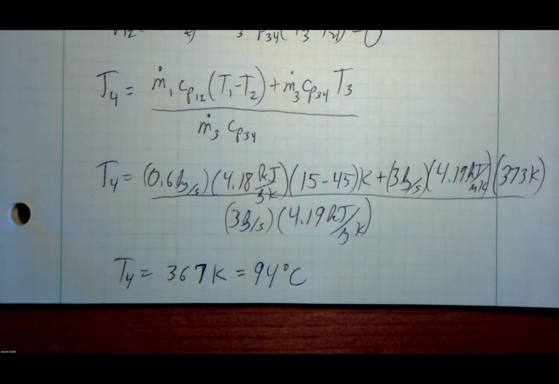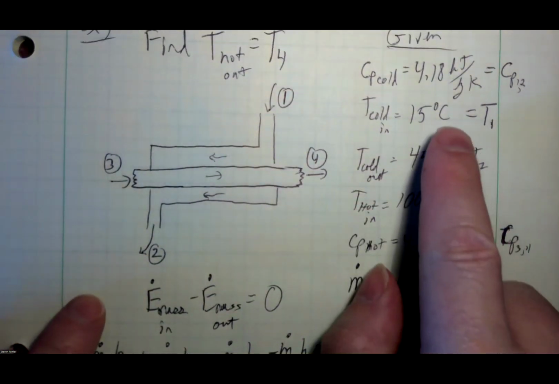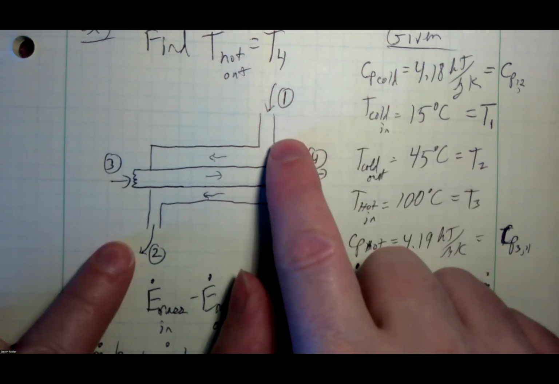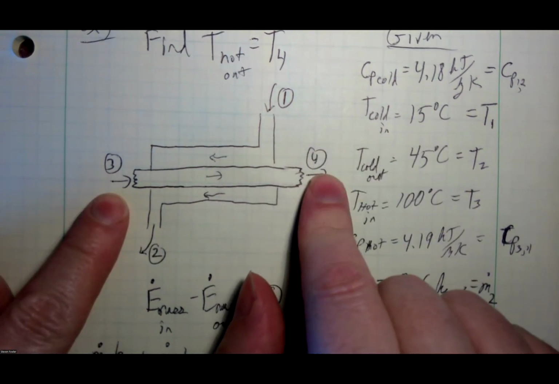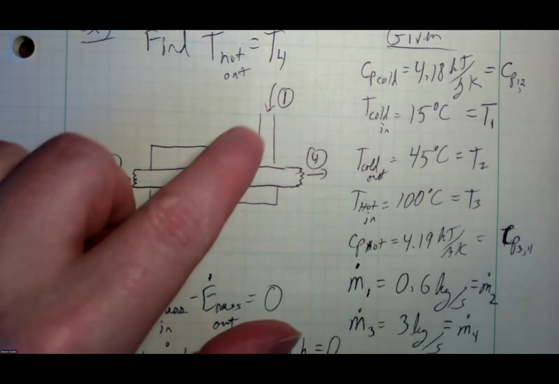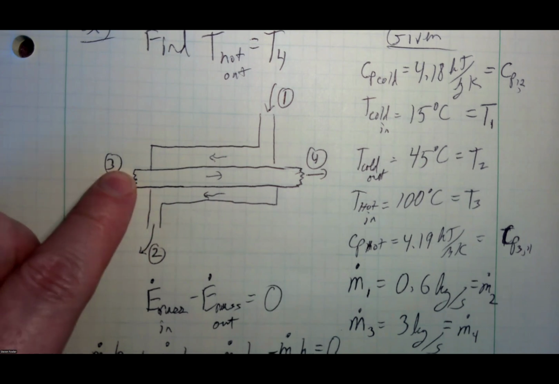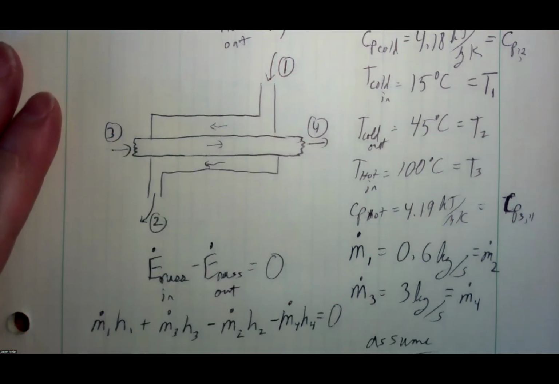So here's where I would stop and ask my class, does this make sense? Because notice I've got a big 30-degree temperature difference for the cold stream. Go back up here and look at our diagram. That cold stream has a 30-degree difference. And I'm saying I'm going from 100 to 94 on the hot stream. Why does that make sense? That I've got a 30-degree swing on the cold stream and a 6-degree swing on the hot stream.